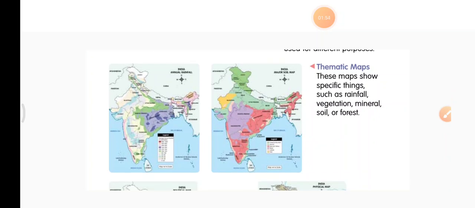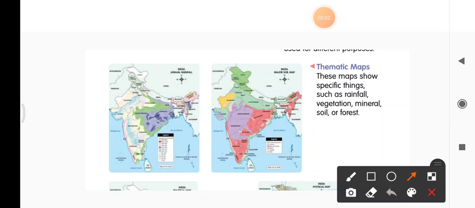Now the first two are thematic maps because they deal with one topic or one subject. I'll show you. The first map shows us the annual rainfall in India, year wise rainfall. Looking at this map, if you read the legend, you will understand how the rainfall was in these places. Next we also have here the major soil map. This tells us about the types of soil.